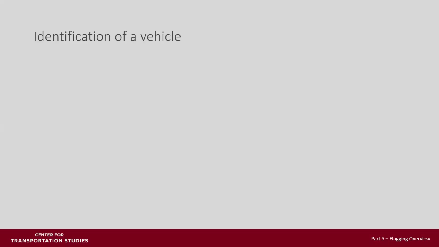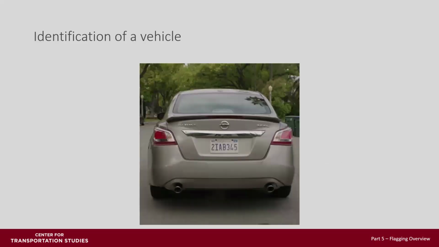Can you tell me what that vehicle was and what the license plate number on that vehicle? It's a Nissan Altima with a California plate of 2I AB45.